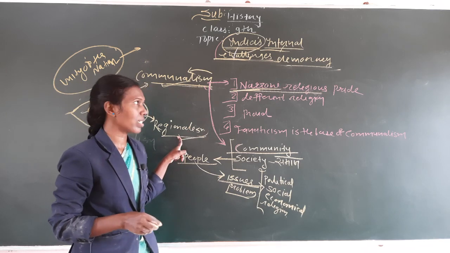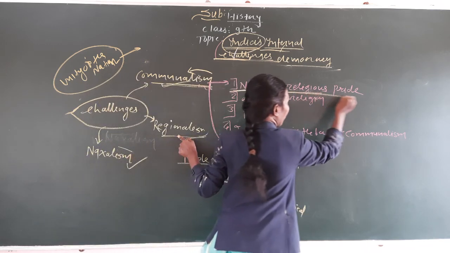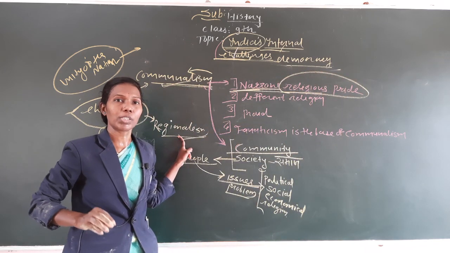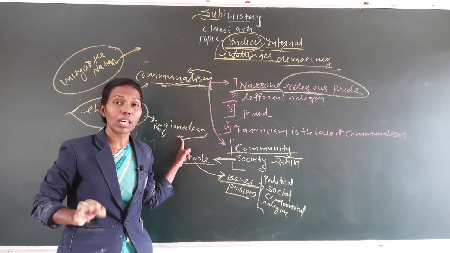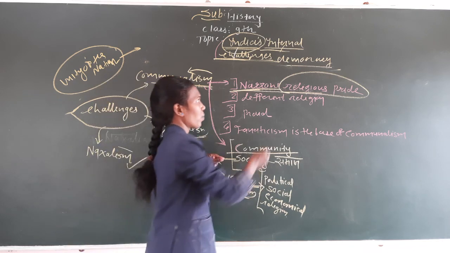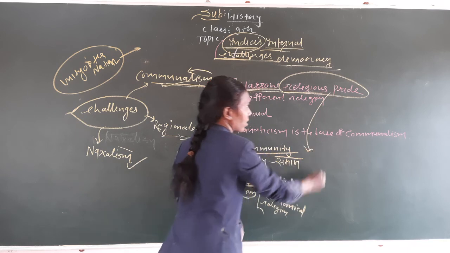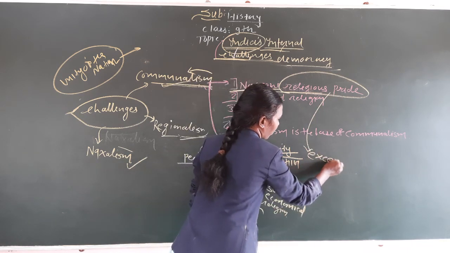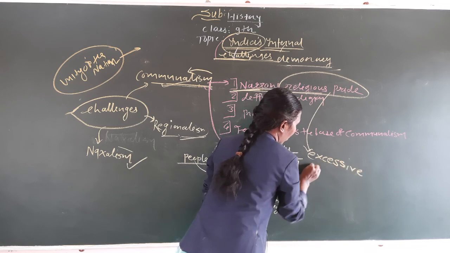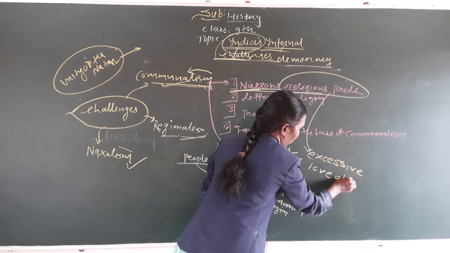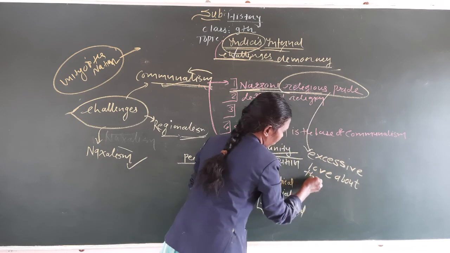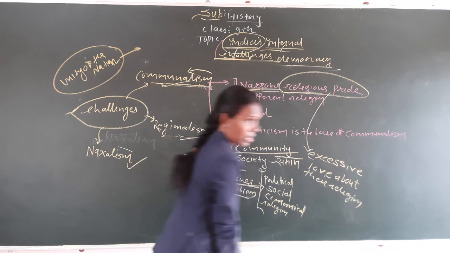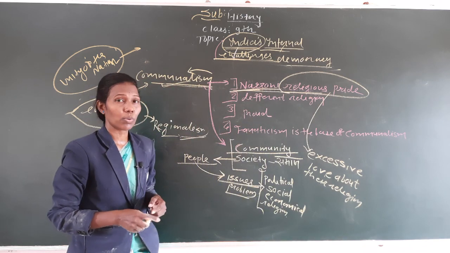समाजात वाद निर्माण होण्यासाठी रिलिजियस प्राइड. Now what is the meaning of religious pride? की आपल्या धर्माविषयी अतिशय जास्त गर्व असणे, we can say it is known as excessive pride. This pride, when this religious pride crosses its level, we can say it is known as excessive love about their religion. Excessive love about their religion is known as religious pride.